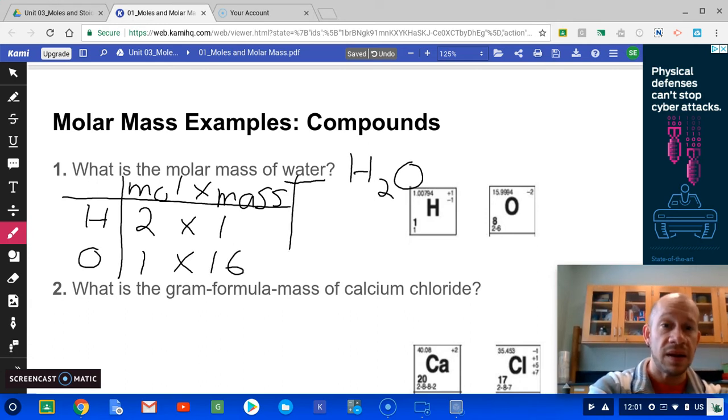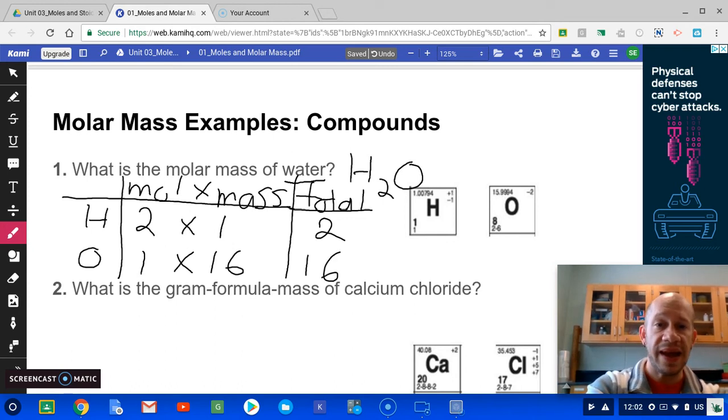So then I make another column, and that's my total. So 2 times 1 is going to equal 2. 1 times 16 is equal to 16. So then when I add these up, 2 plus 16 is 18. And the units for that are grams per mole.